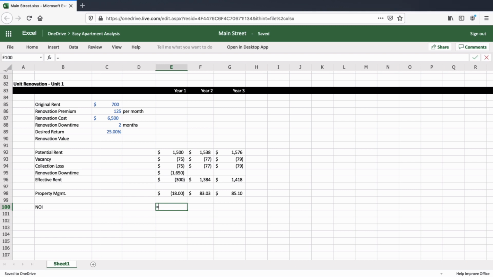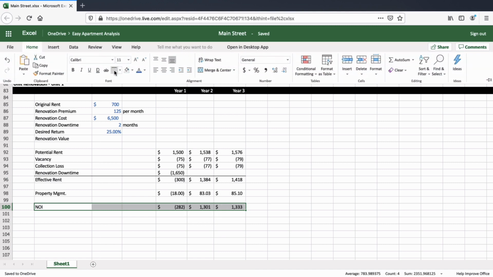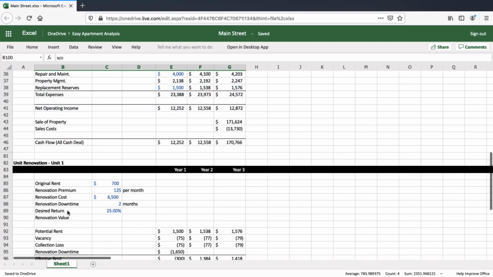So you take your effective rent, subtract the operating expenses, do that for the next 2 years, and there's your NOI. Let's put that line on top to separate it from everything else. Great job. Next up is sale of property and sales costs.